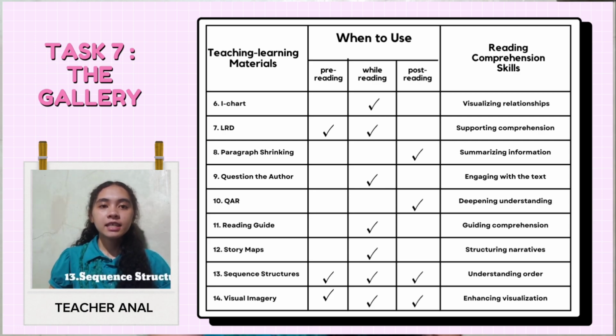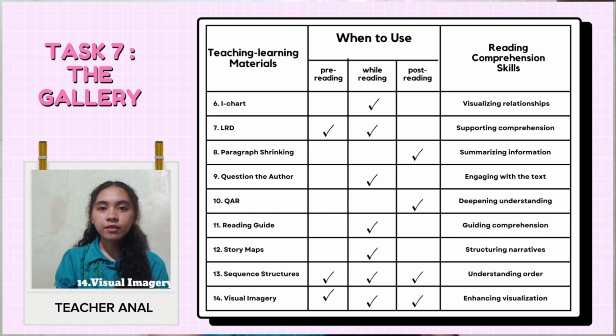Number 13, sequence structures. When to use: during reading. The reading comprehension skill: understanding order. This strategy helps students understand the sequence of events in the text, which is crucial for comprehending narratives and processes.